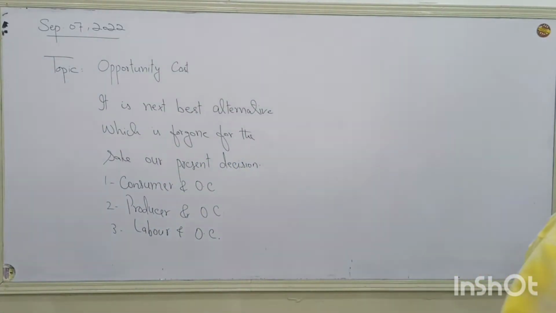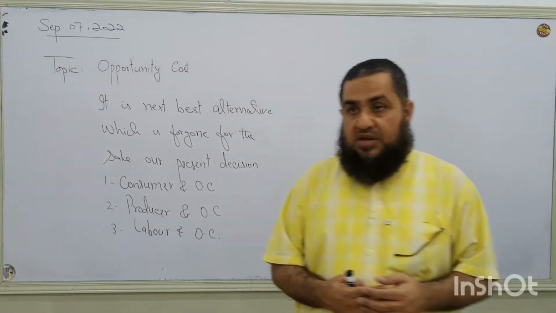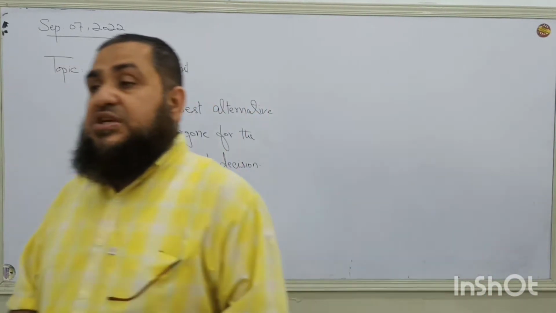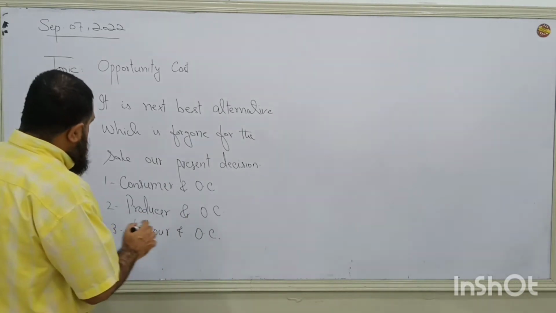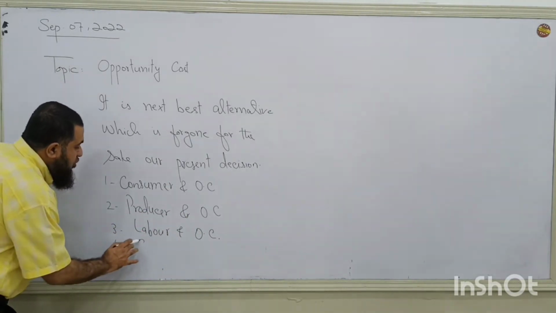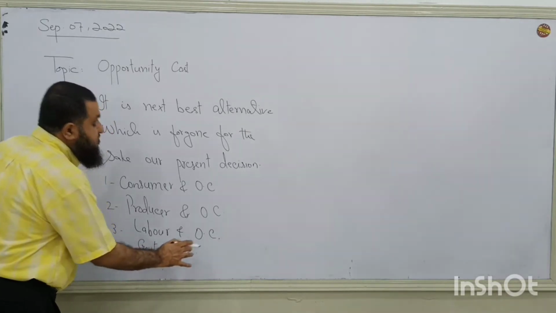Keep it in mind, this is not the cost which is measured in terms of money. This is actually the cost in terms of choice. Clear? So every economic decision making is having opportunity cost. Either the consumer is there, producer is there, or labor. And at the end, we can say, do you think government is also going to make an opportunity cost?